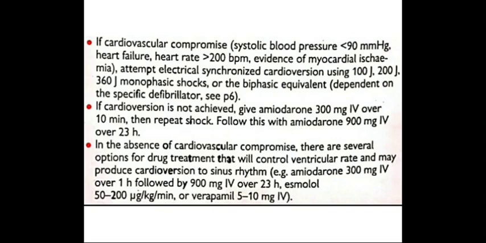Then in absence of cardiovascular compromise, there are several options for drug treatment that will control ventricular rate and may produce cardioversion to a sinus rhythm. The treatment will include injection amiodarone, dose 300 mg IV over 1 hour followed by 900 mg IV over 23 hours. Or you can give esmolol, dose 50 to 200 microgram per kg per minute, or you can give verapamil. The dose of verapamil is 5 to 10 milligram IV. Then we will see subsequent management.